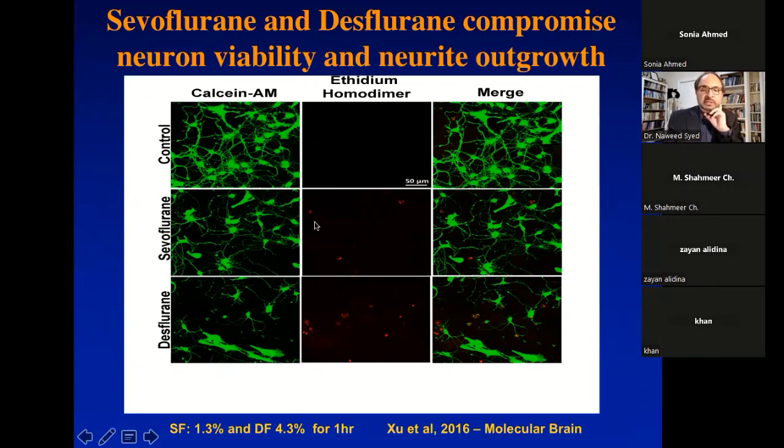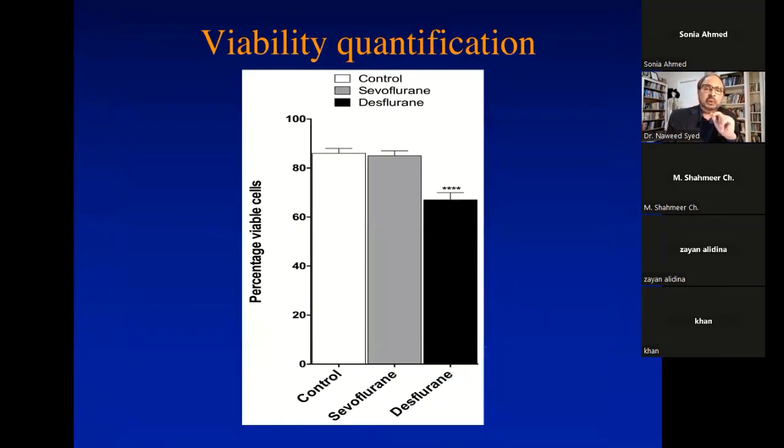Sevoflurane shows some dead cells, but desflurane was really the one where we saw the maximum cell death in response to clinically relevant concentrations, where sevoflurane was 1.3% and desflurane was 4.3%, and they were both exposed for 1 hour. So the question again, on viability, is that desflurane causes more extensive death, whereas sevoflurane, in a comparative range, did not cause cell death.